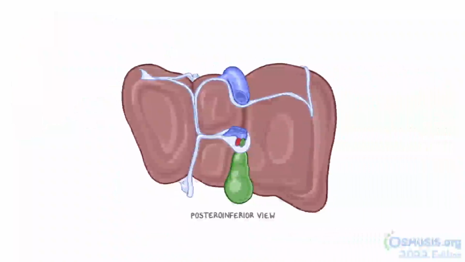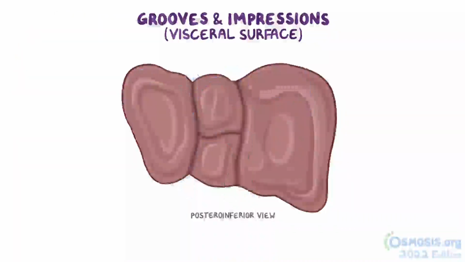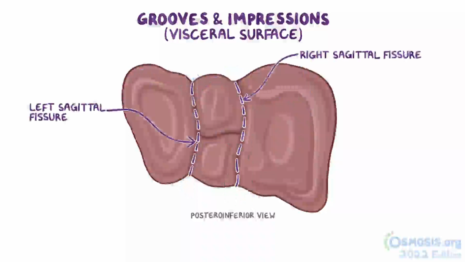Alright, now let's have a look at the grooves and impressions on the visceral surface of the liver created by the close contact with other organs. First, there are two remarkable grooves called the right and left sagittal fissures on the postero-inferior surface of the liver. These are connected by the porta hepatis, a short transverse fissure where most hepatic vessels enter and leave the liver. Together, they look a bit like the letter H.